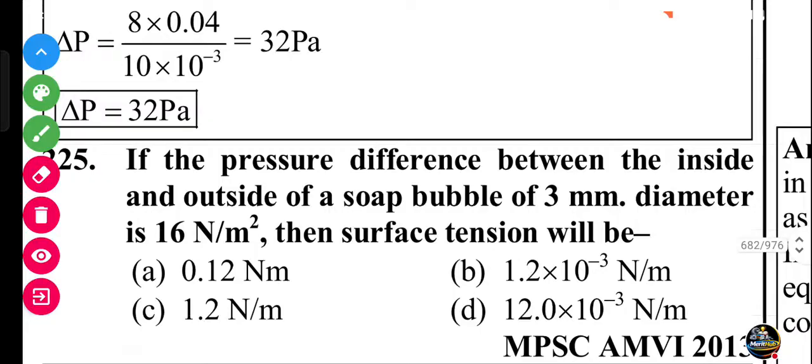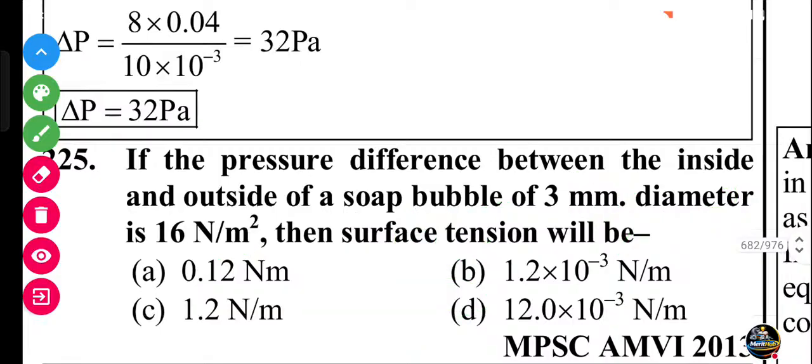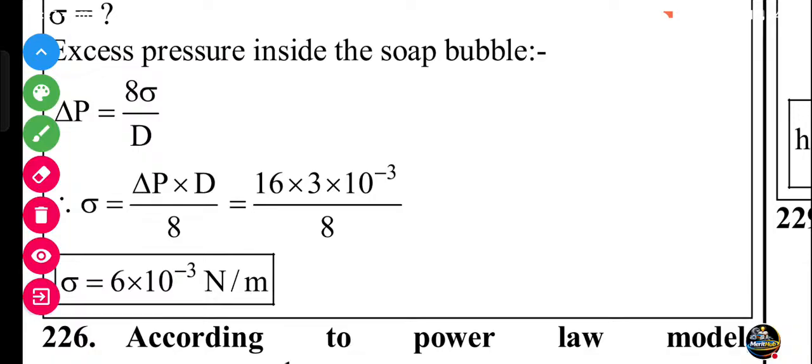The question is about a soap bubble. We know the pressure difference of a soap bubble equals 8 sigma by d. This is very important, where sigma is the surface tension in Newton per meter. The diameter is 3 mm, so convert it into meters: 3 into 10 to the minus 3 meter. If you put this data in the equation, you get the answer easily. Let's check the answer. Here the answer is 6 into 10 to the minus 3 Newton per meter.